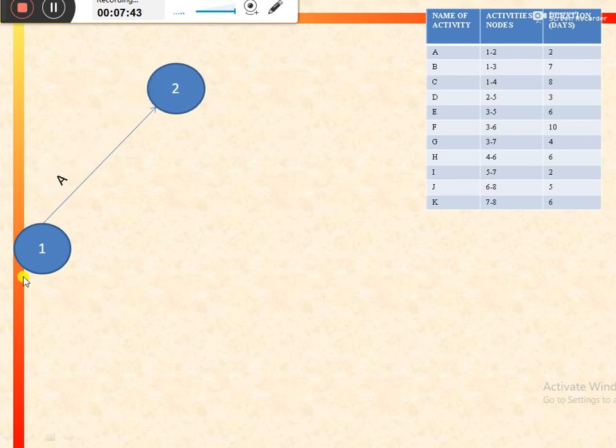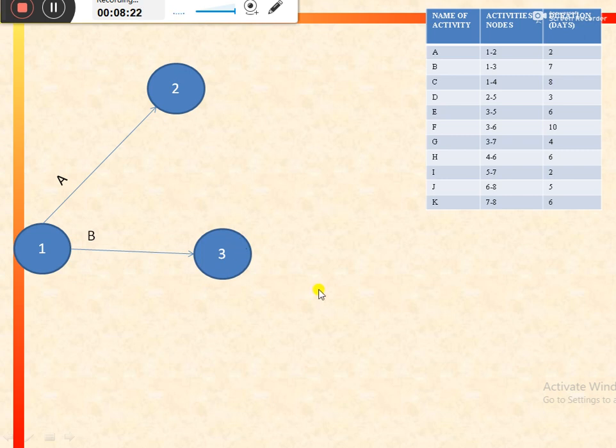So activity A would be denoted in this graph. Activity A is denoted by nodes 1, 2. So activity A would be drawn like this between nodes 1 and 2. In a similar way, now we would draw the activity B. So like this we would draw the activity B, that is denoted by nodes 1, 3.